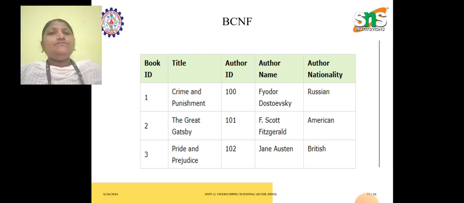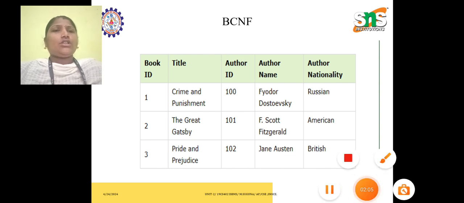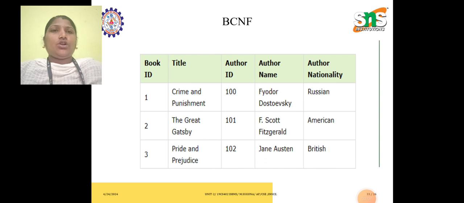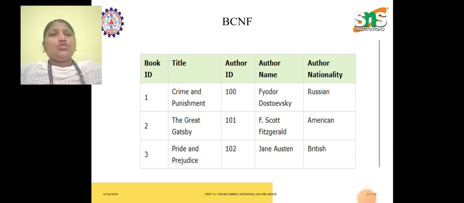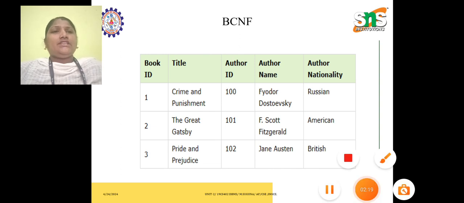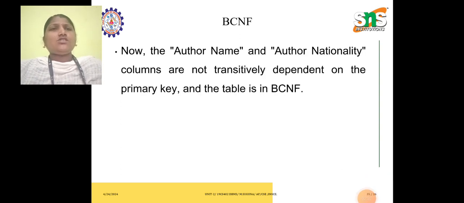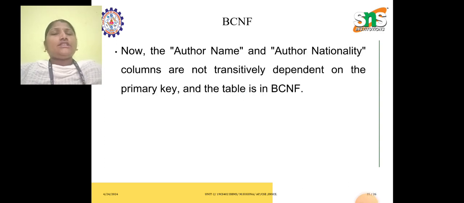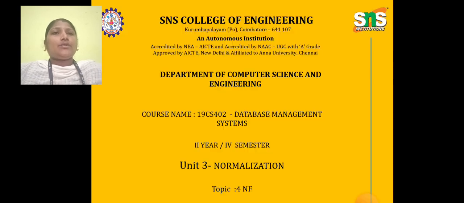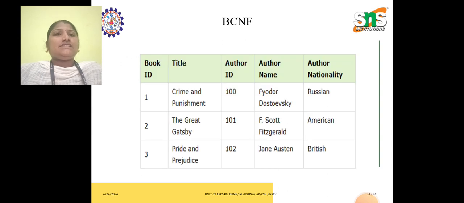Say, look at this example. In this table, we have book ID, title, author ID, author name and nationality of the author. That is the book ID, the title of the book, who wrote the book and which nation the author belongs to. Here in the sample we have some 3 data rows. Here the primary key is book ID. The author name and author nationality columns are not transitively dependent on the primary key. So the table is in third normal form. So that means the table is in BCNF.